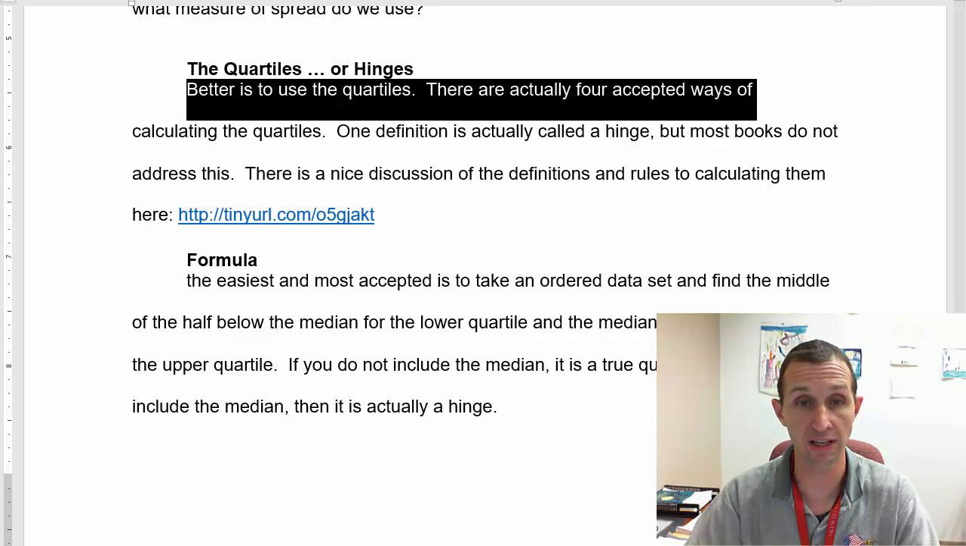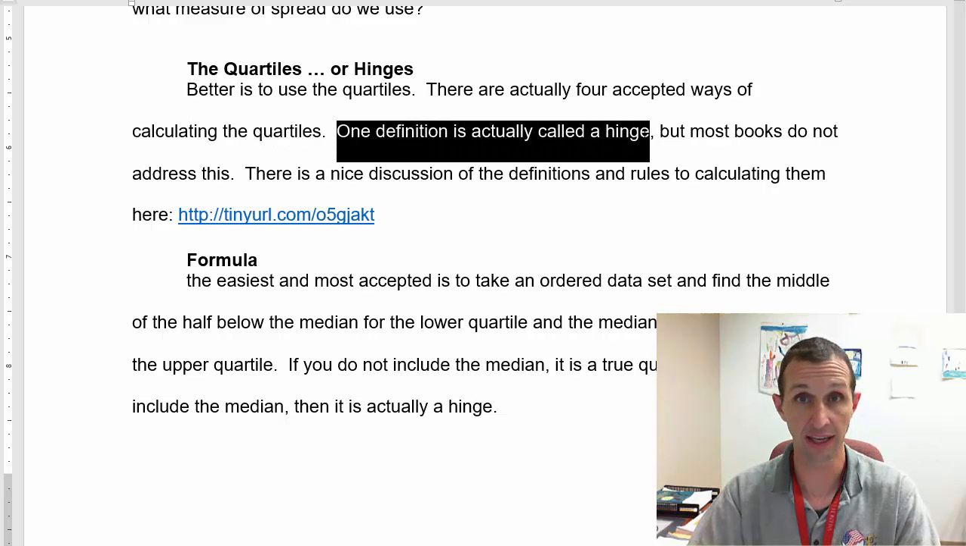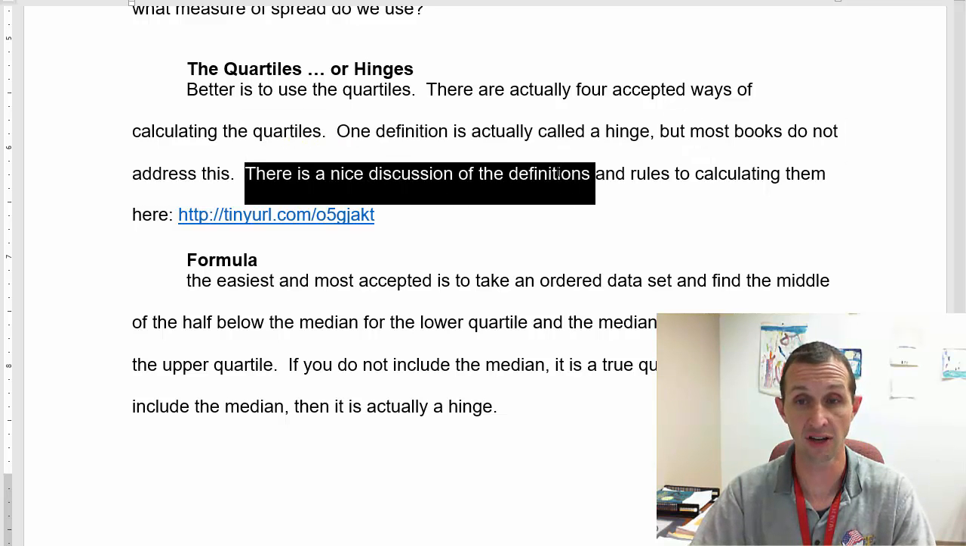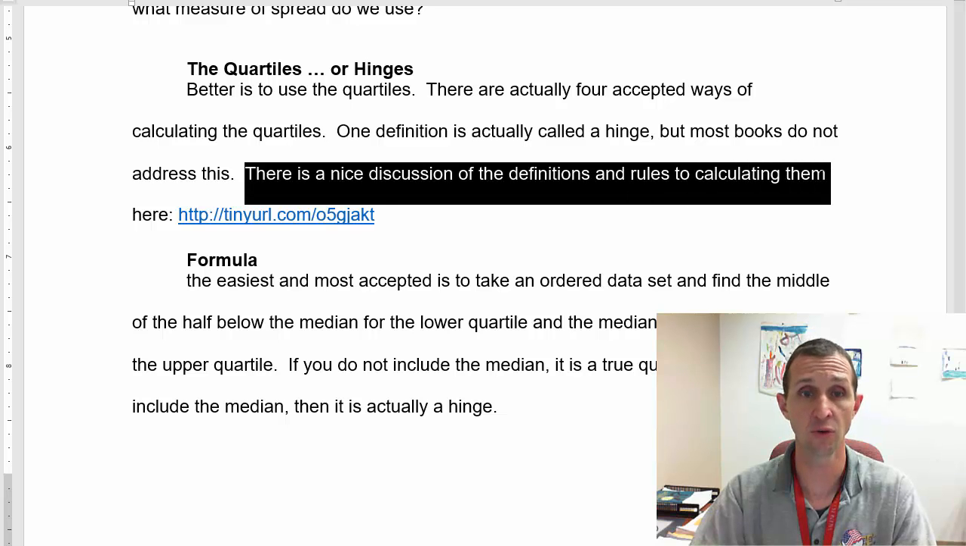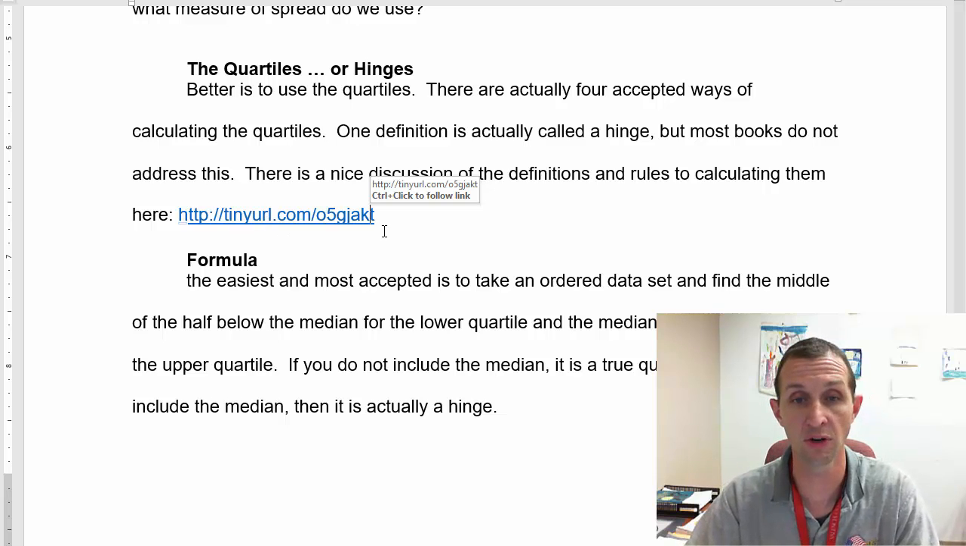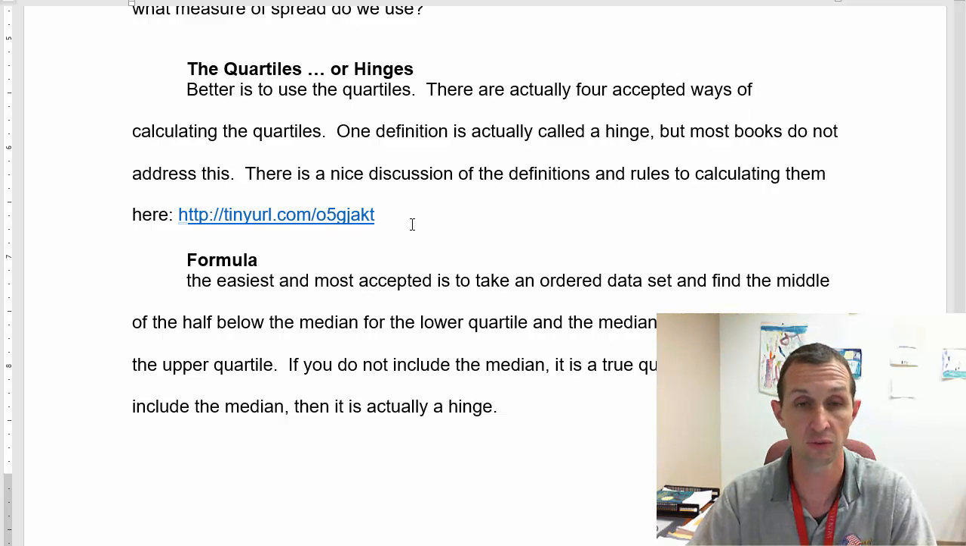There are actually 4 accepted ways of calculating quartiles. One definition is actually called a hinge, but most books don't address this. And there's a really nice discussion of the definitions and the rules for calculating them here. I will say that after you read this, what you'll notice is that only for very specific types of data under very specific circumstances does it actually matter which of the 4 accepted ways you use. You're going to get answers that are so close together for the most part, it doesn't make any difference, right?